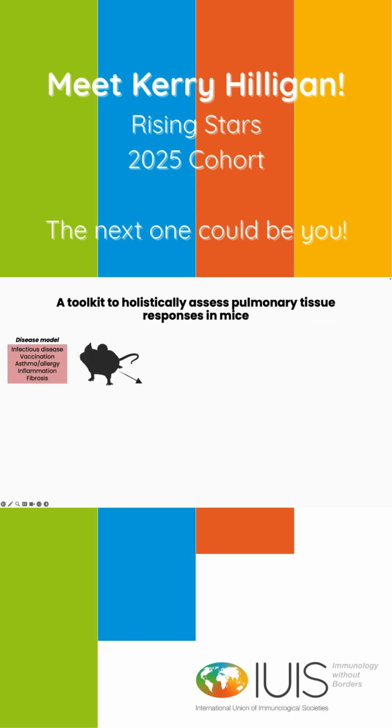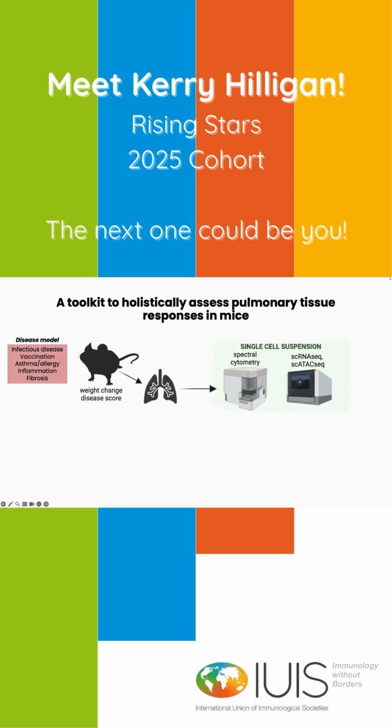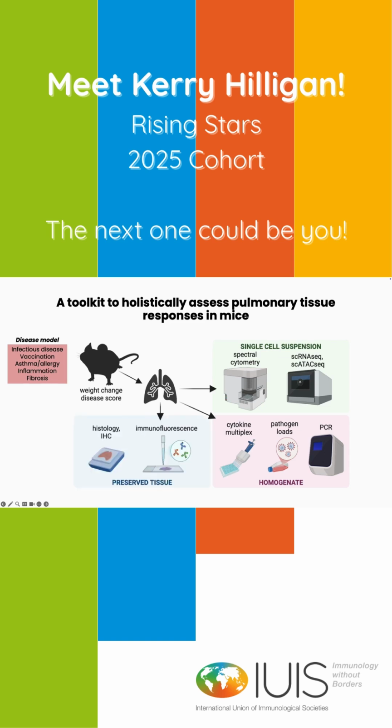To ask these questions, we employ a systems immunology approach to mouse models of pulmonary inflammation, where we monitor and assess the animal's condition through measurements of body weight, body temperature, and disease scoring. At predetermined endpoints, we collect lung tissue that is divided into three separate processing streams: single-cell suspensions for spectral cytometry and single-cell sequencing, homogenate for cytokine multiplexing, measurement of pathogen loads and PCR, and preserved tissue for histology and immunofluorescence.